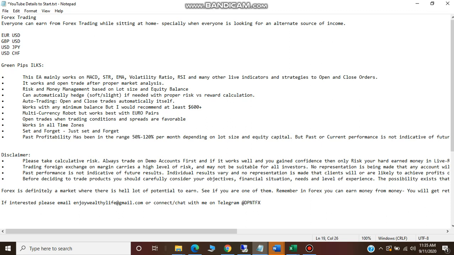It can work with any minimum balance, but I would recommend at least 600 US dollars. It is a multi-currency robot, but what I have tested and found is that it works best with euro pairs, and I would highly recommend EUR/USD to start with. It opens and closes the trades itself. It works on all time zones. Just set it and forget it. And the past profitability that I have shown is the kind of profitability it has provided. Even more, but I'm just showing you this.